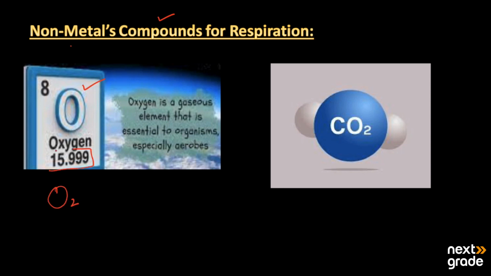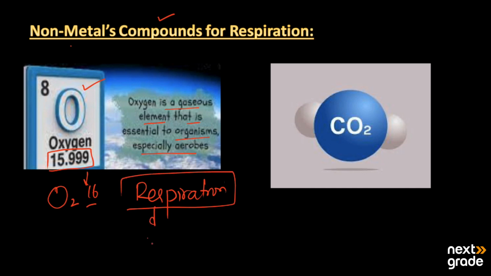Its mass number is 15.9, which can be taken as 16. Now, oxygen is a gaseous element that is essential to organisms, especially aerobes. Aerobe means it is essential for the existence of life, because without oxygen the process of respiration would not happen, and without respiration there would be no living organisms on the earth's crust. These are called aerobes, and the process is known as aerobic.